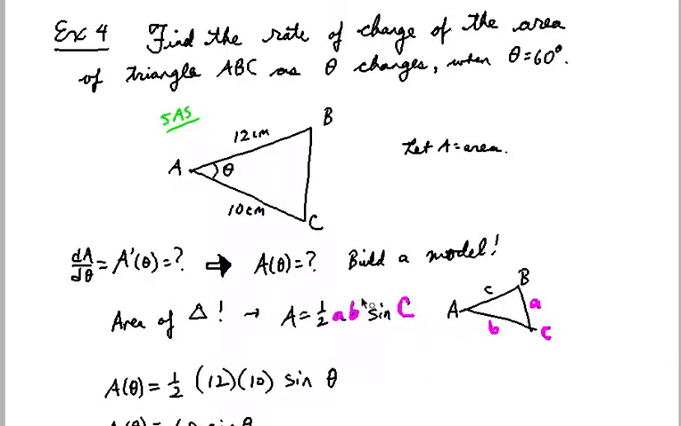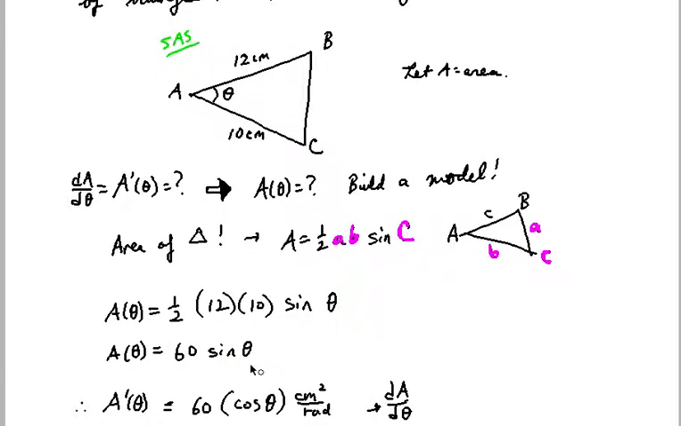So now I can just plug in my numbers and create my model, create my function, area as a function of theta. So A of theta is half A, which is 12. It doesn't really matter in this case, any of the sides doesn't matter. 12 times 10 times sine of theta. I simplify that and I get 60 sine theta, and now I take the derivative.